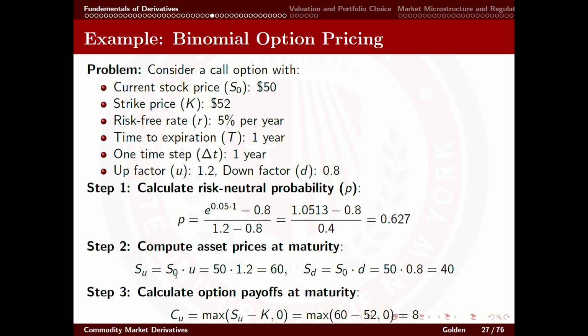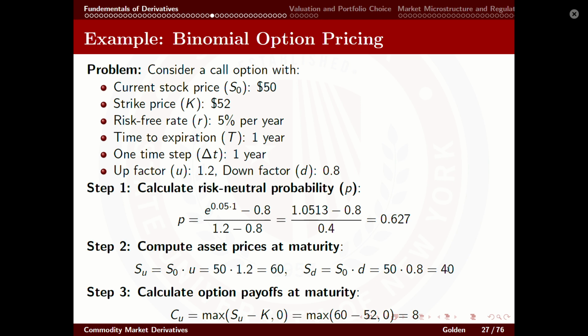So here you have the price of the stock at time u, or the price of the commodity in this case, equals the original price times the up factor, which is 50 times 1.2. This is how much it's valuable if it goes up, how much you expect it to potentially go up, rather, equals 60. And the price of the stock if it goes down equals the price of the stock at time 0 times the down factor, equals 50 times 0.8 equals 40.